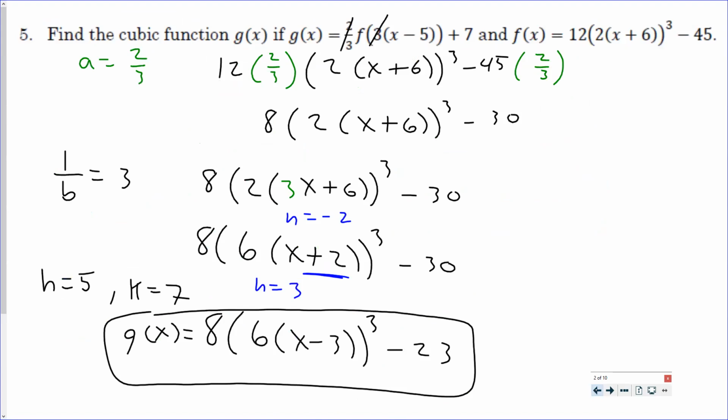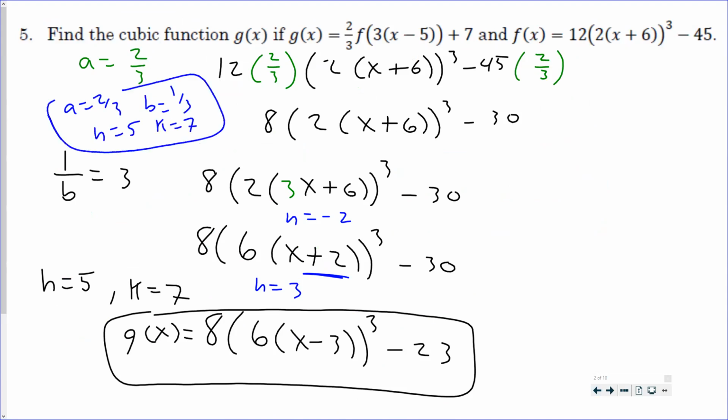This one right here, right? Essentially what it's saying, Dennis, look at it. I'm doing it in blue. What the problem is saying is that I have an a value of 2/3, right? I have an a of 2/3, a b of 1/3, an h of 5, and a k of 7. That's pretty much what it says, right? And you apply it. Yeah, exactly.